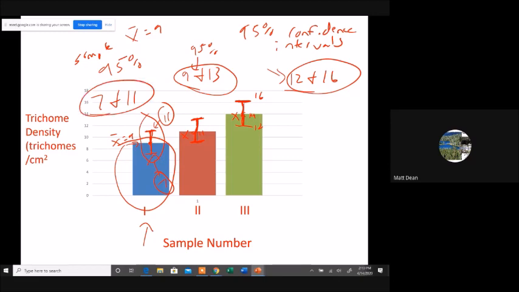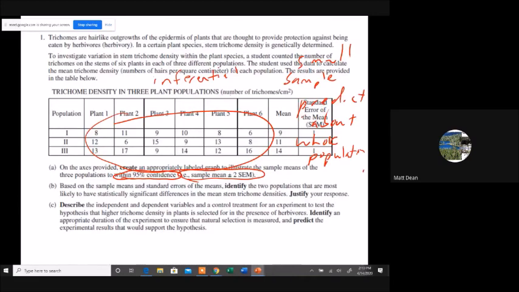So keeping that in mind, let's go back and look at what the question was asking us on this one. So we did part A. We drew the graph. We've got the 95% confidence intervals. Part B is probably the kind of question you're going to see on this year's AP exam. Based on the sample means and the standard errors of the means, identify the two populations that are most likely to have statistically significant differences in mean trichome densities. And there's that word we're going to see in all kinds of AP questions. Justify your response. Back it up with some data. So which two are most likely to be different?